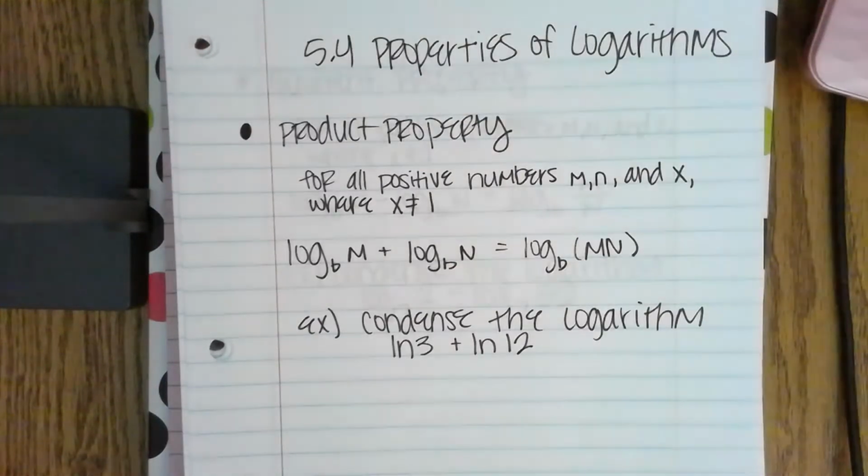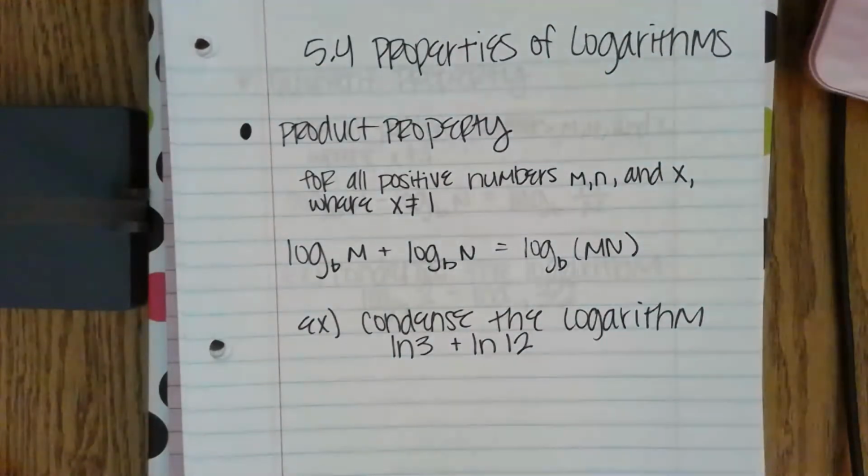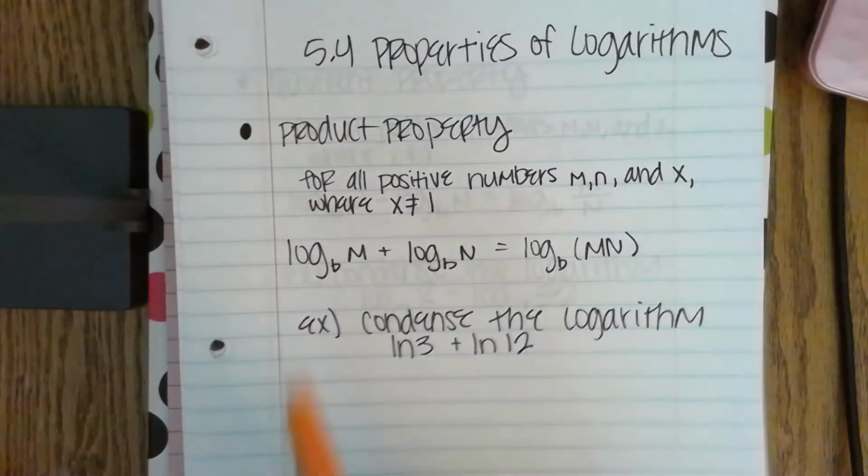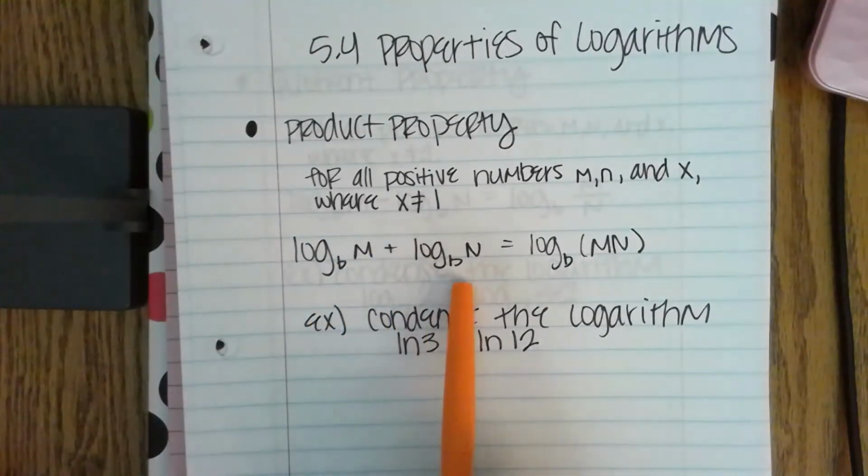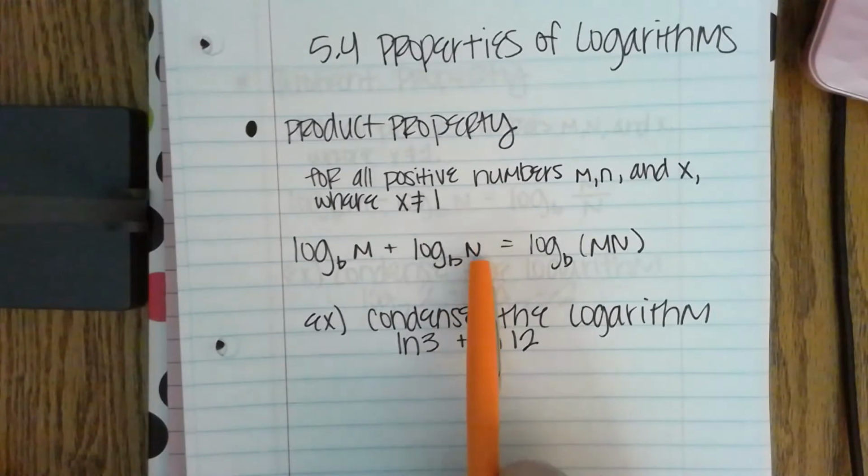Okay, 5.4 notes, properties of logarithms. The first property we're going to talk about is the product property. And so here, let's look straight right here. Log base b of m plus log the same base of n.